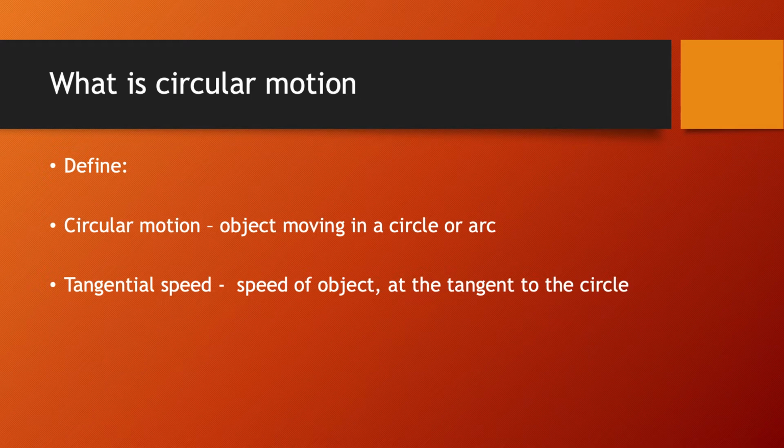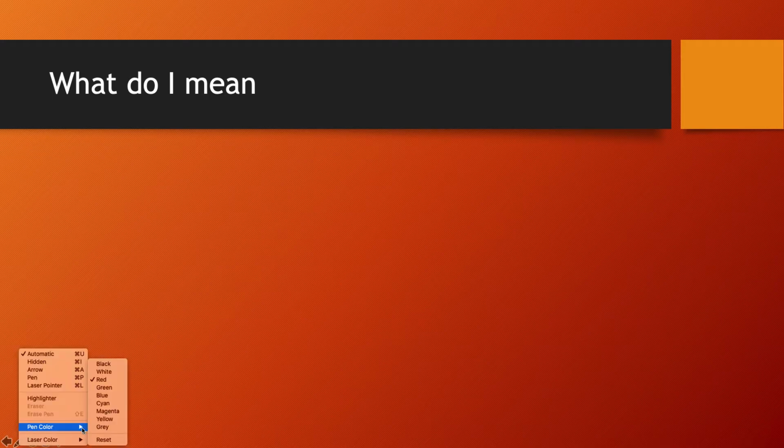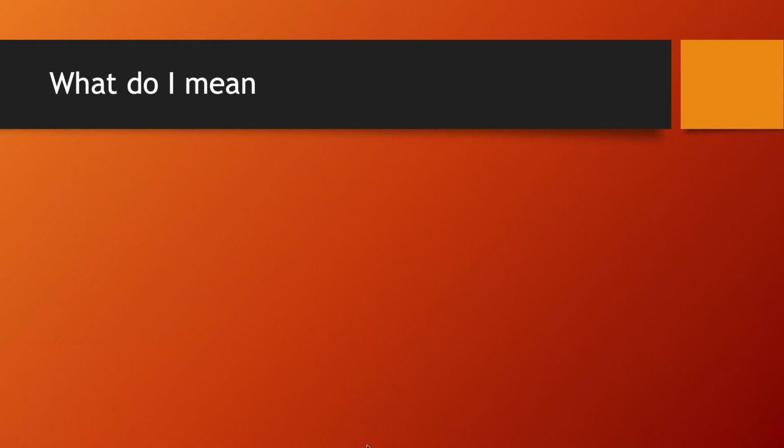So what do I mean by that? Let's go to the next slide. What we have is something going in a circle. If you take a look at this point, there's an instantaneous velocity that goes this way. This is the tangential speed. Here's the tangential speed at this point. And so this is what I mean by tangential speed.